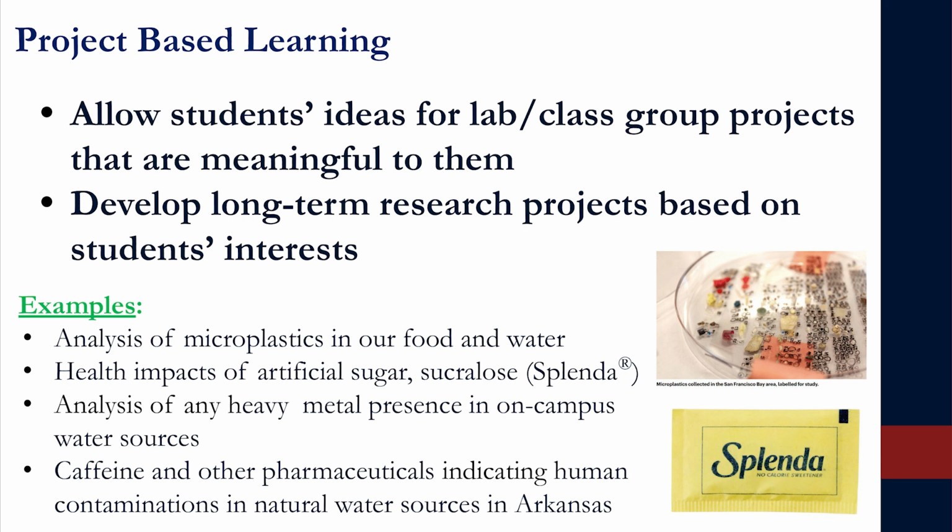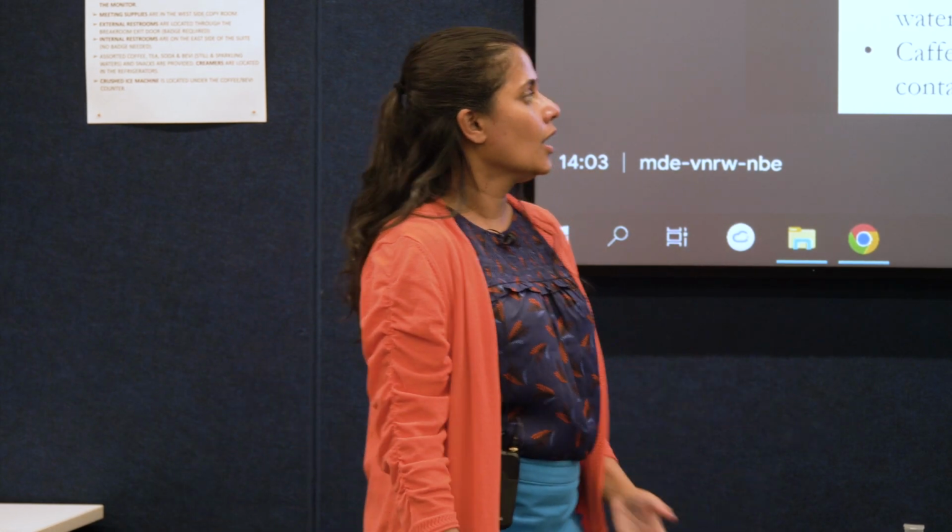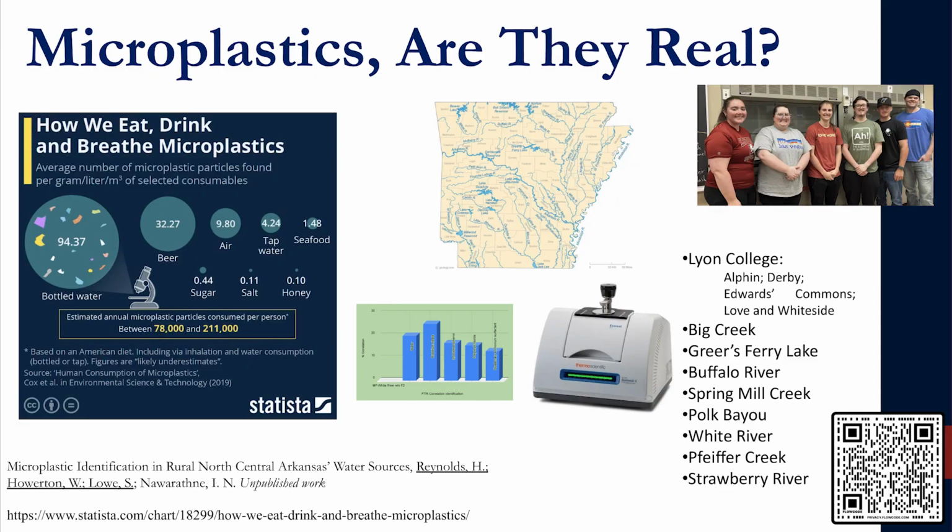One is the microplastic analysis in food and water. Another one was the artificial sugar sucralose, or Splenda, and heavy metal presence in campus water resources. This actually got very interesting results, like talking to the administration afterwards. And then caffeine and other pharmaceuticals in natural water resources in Arkansas. We have so much water in Arkansas, so we looked at those things too.